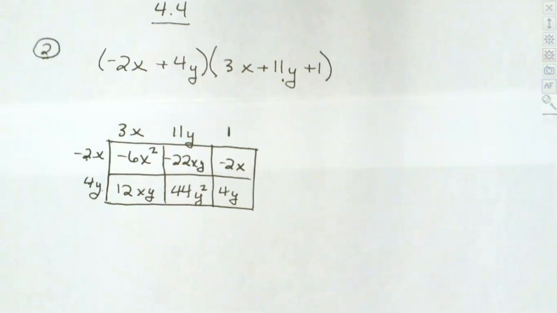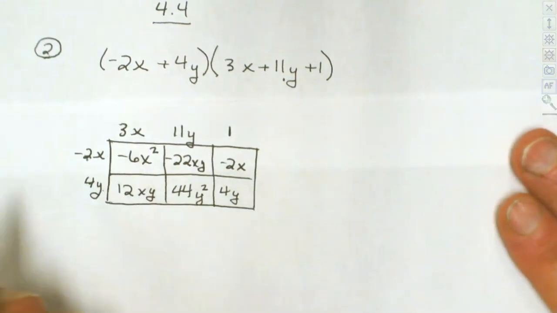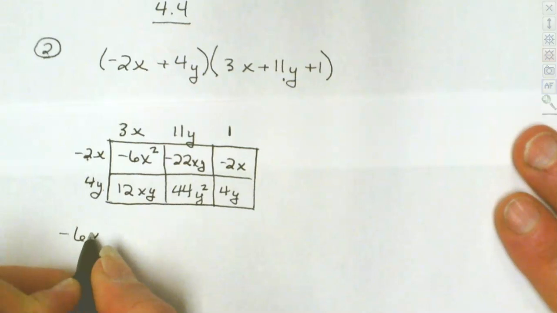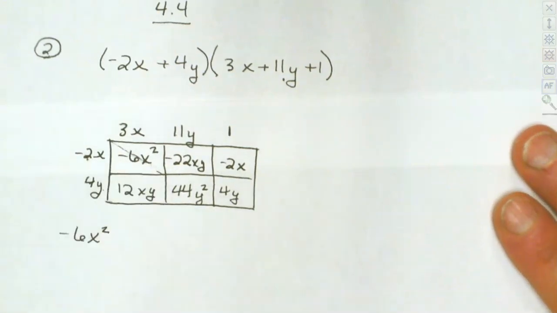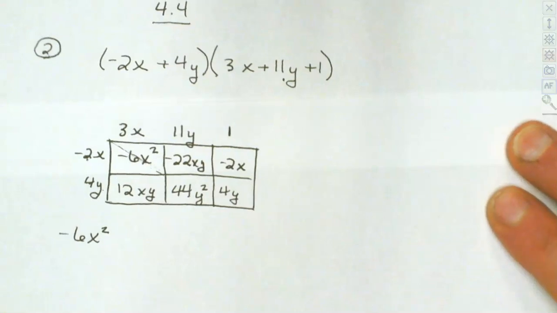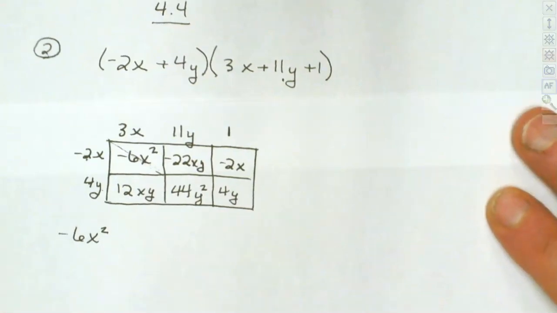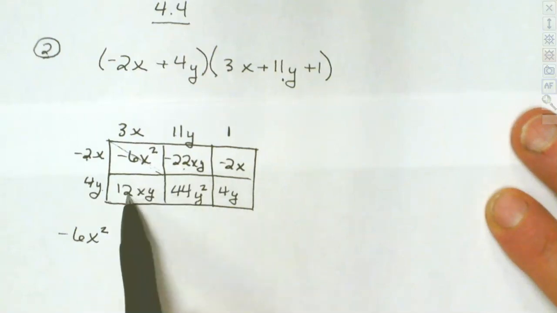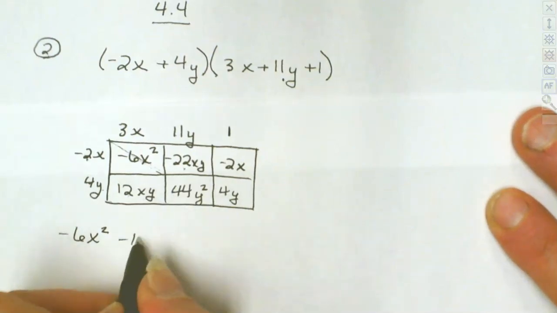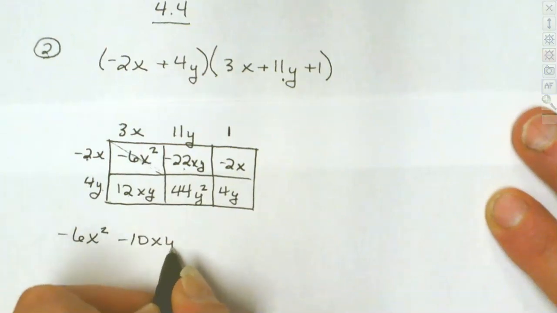Now, where do we begin? When we combine like terms, we always start in the upper left corner. And the upper left corner is a minus 6x squared. So that is gone. A lot of times, but not always, you can add on the diagonal. This one has a diagonal we can add together. These are the same. Minus 22 plus 12, that makes it a minus 10xy. Gone.